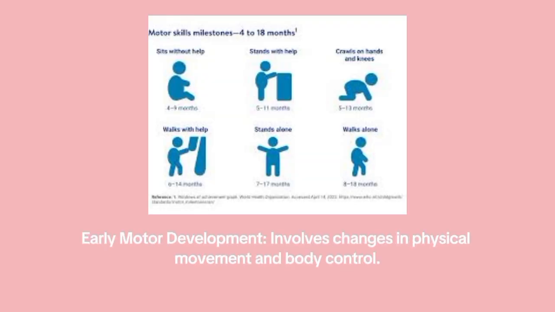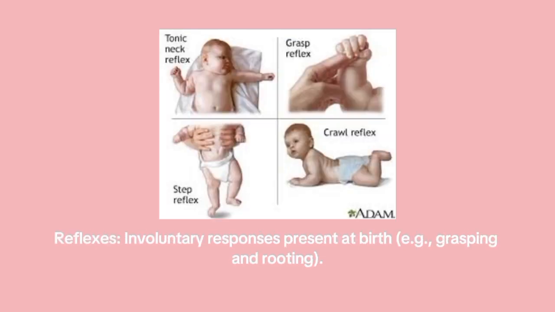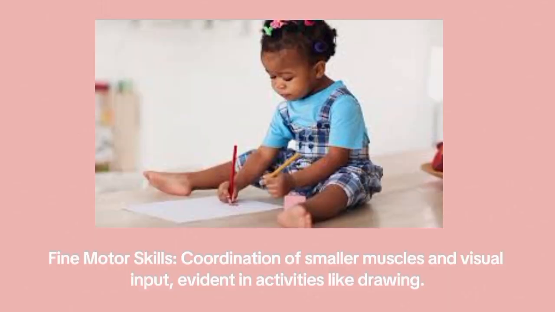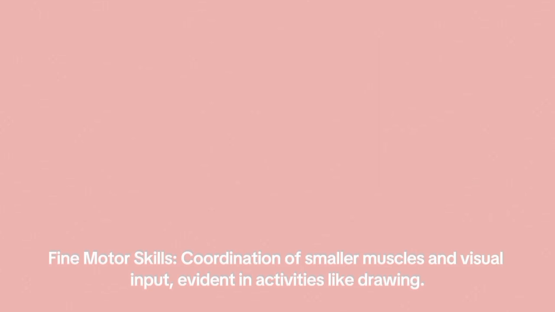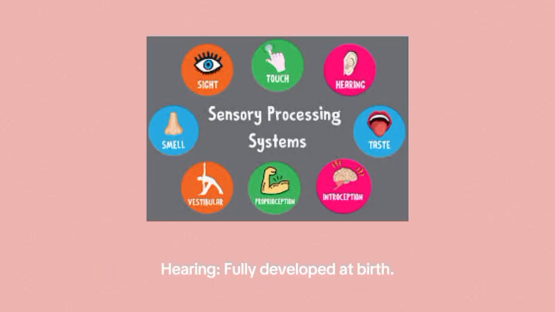Early motor development involves changes in physical movement and body control. Reflexes, involuntary responses present at birth, for example, grasping and rooting. Fine motor skills, coordination of smaller muscles and visual input, evident in activities like drawing. Early sensory development. Hearing, fully developed at birth. Vision, visual acuity improves during infancy.